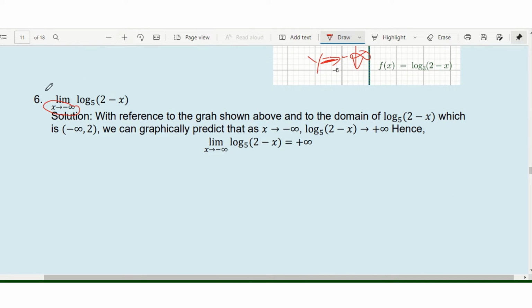That is why in number 6 problem, you are just asked to get the limit of logarithm of 2 minus x to the base 5 as x approaches negative infinity. The answer is positive infinity.